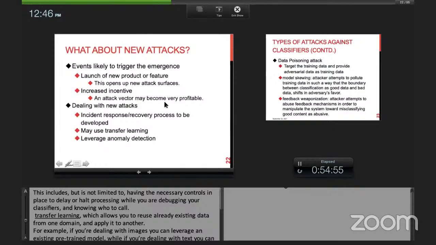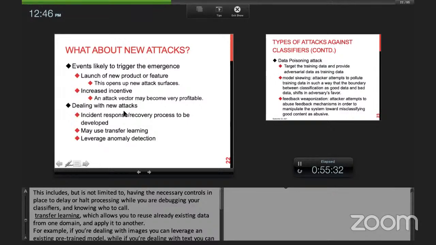That means if, as you have seen, some particular attack vector is giving the malicious user the type of information that it wants, maybe you can go to that also. So what you can do is have in your repository a very strong incident response or recovery process. That means whenever something happens, you respond. You can use transfer learning, or you can leverage anomaly detection.